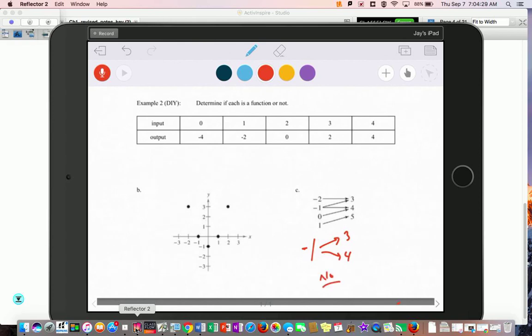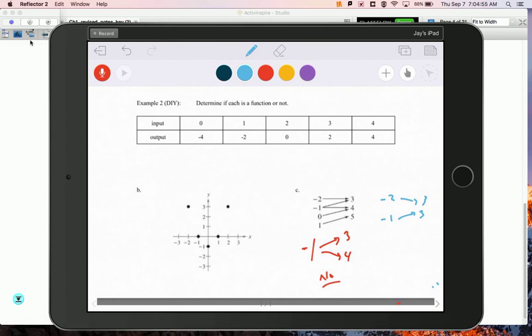This is not good, so no, this would make it not a function, which is different if you look at the -2 and the -1. So we have two different inputs. If they were just mapped to 3, like the arrows show, they go to the same output, that's okay. It's when one input gets split. So be careful when you determine that.